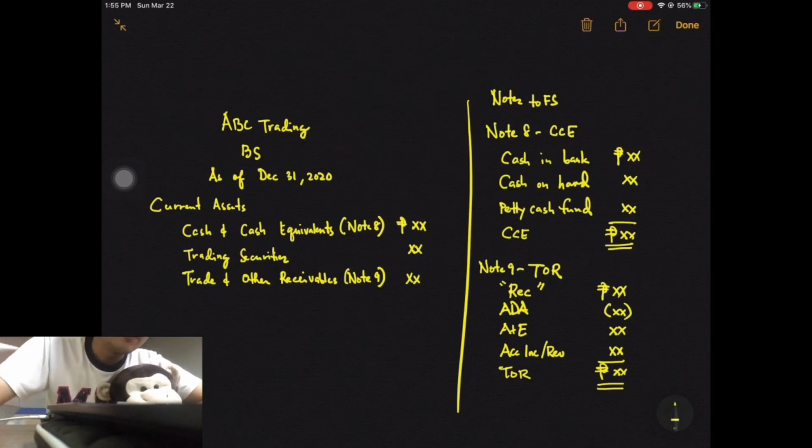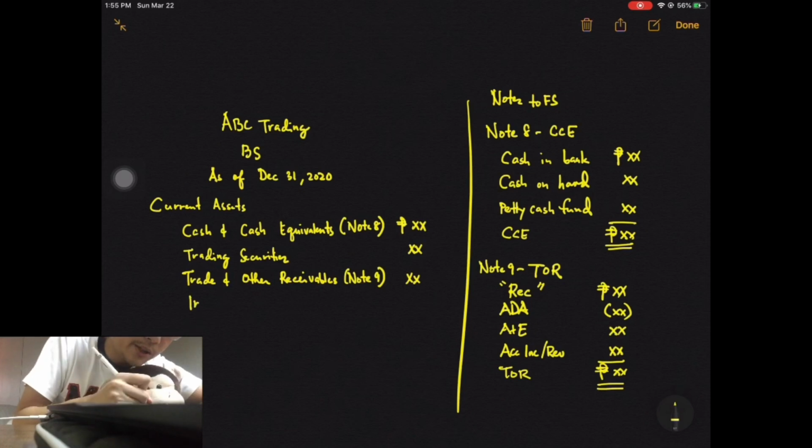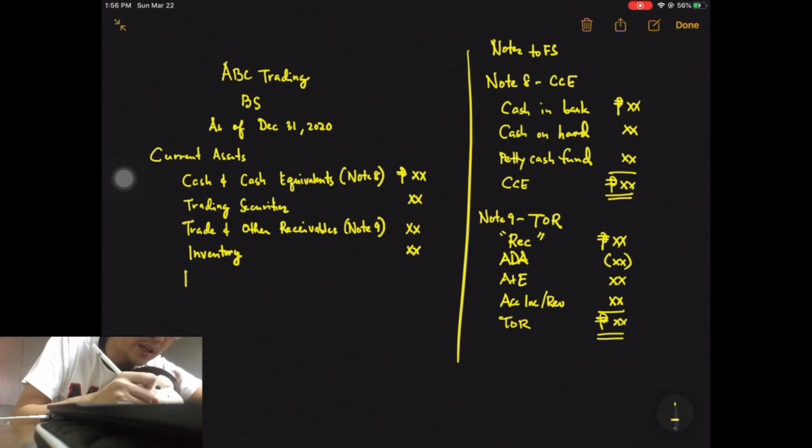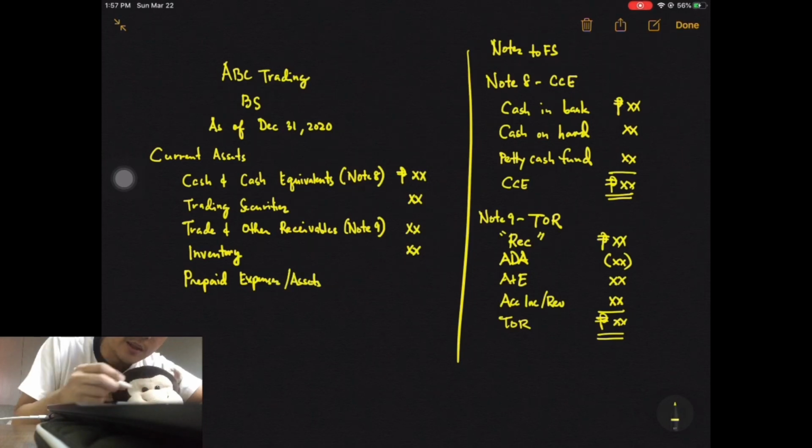And then we have inventory. Luckily, this one does not come with notes. Okay, just write inventory. For the inventory, these are items that you purchase and then you intend to resell. Next, we have, and this is the last, we have prepaid expenses. Prepaid expenses, other name for this one is prepaid assets, and we have a note for this one. So we're done with note 9, so this is note 10.